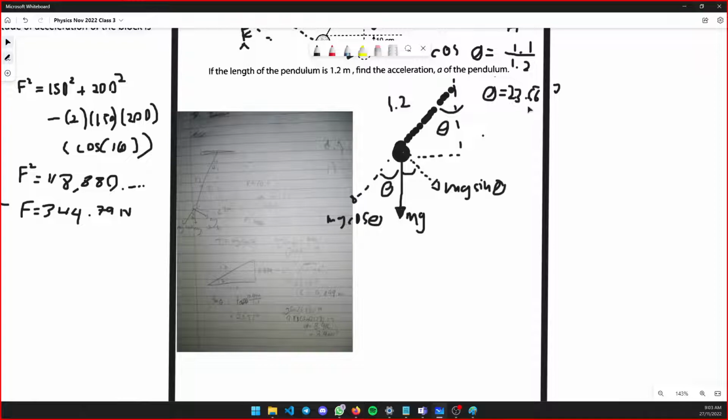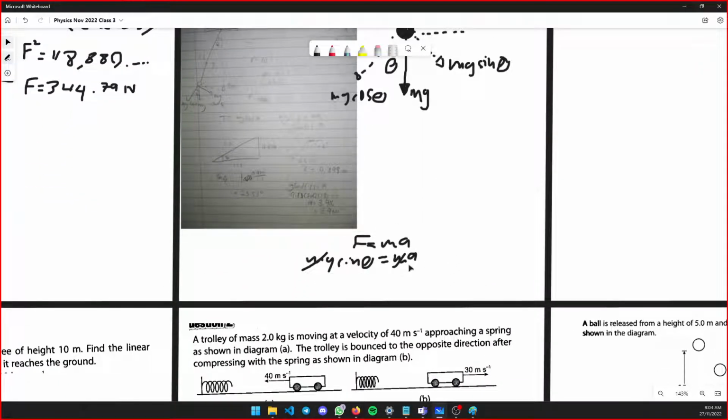So now we know theta is 23.56. Now let's try to find A. We know that F equals MA. F equals MA again, cannot run away. F equals MA means mg sine theta equals MA. The m cancels, so A is just g sine theta. A equals g sine theta.